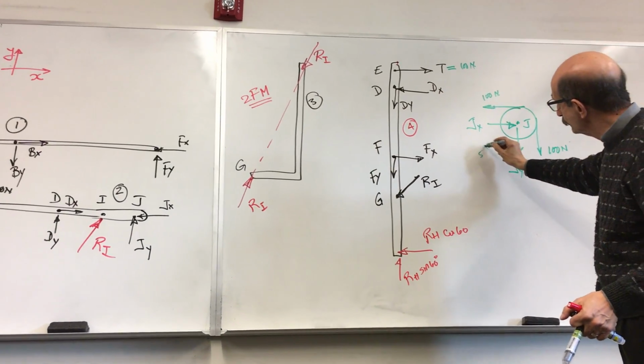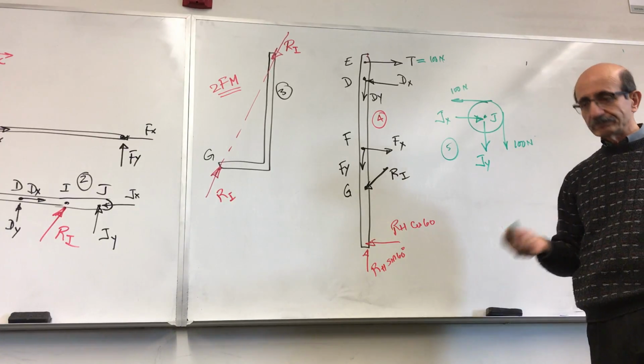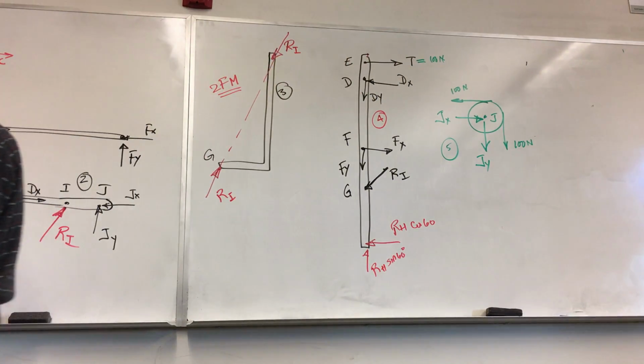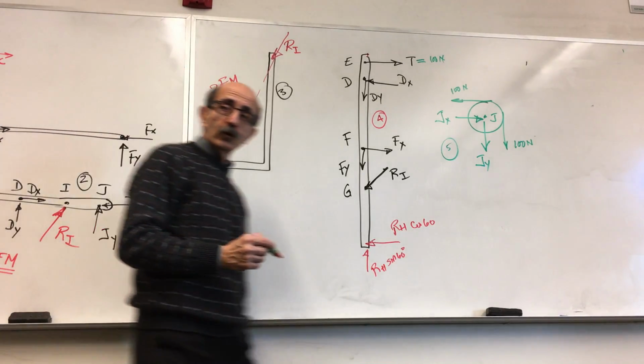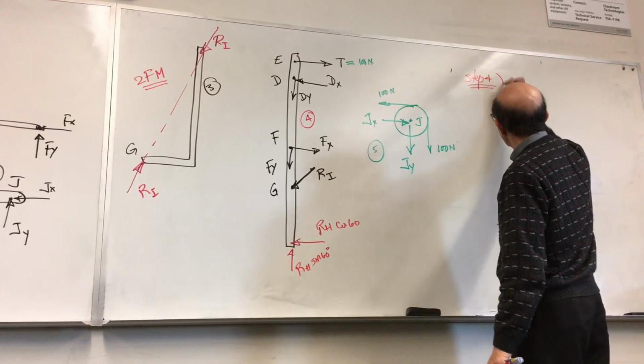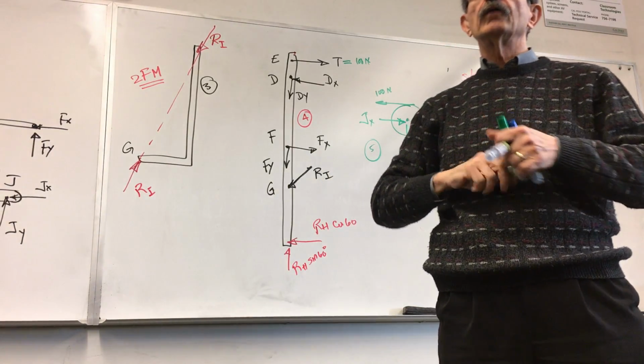So this is member number 5. Any more members left? No, we're done. So that completes step number 2, and actually step number 3, which, as I said, we watch out for the 2 force members. So step number 4 now, right? What is step number 4? You begin with a free body diagram that has the least number of unknowns.